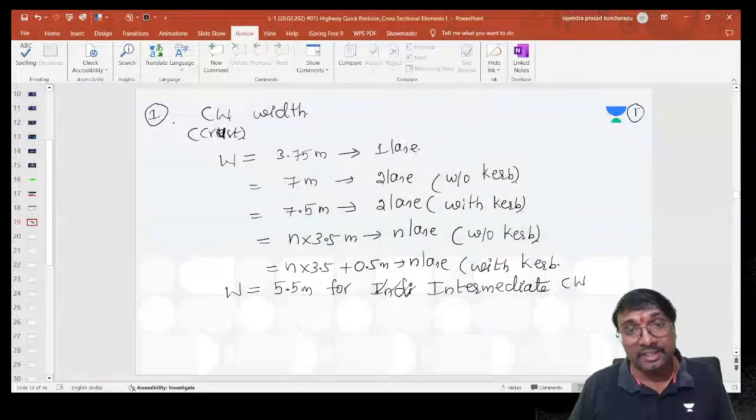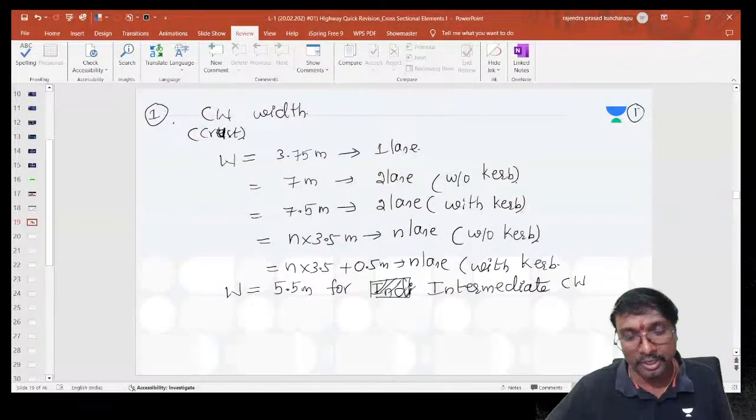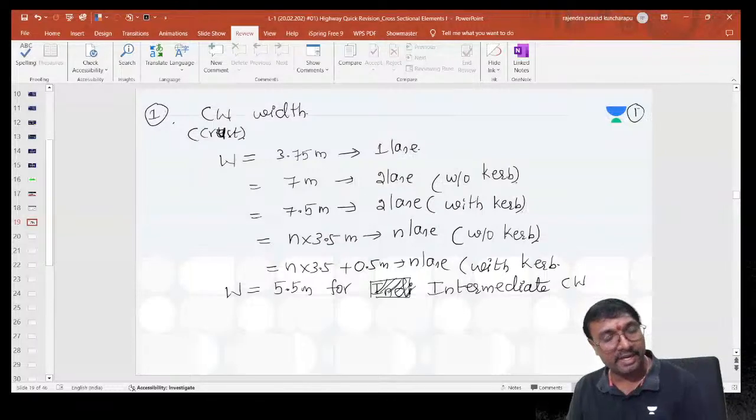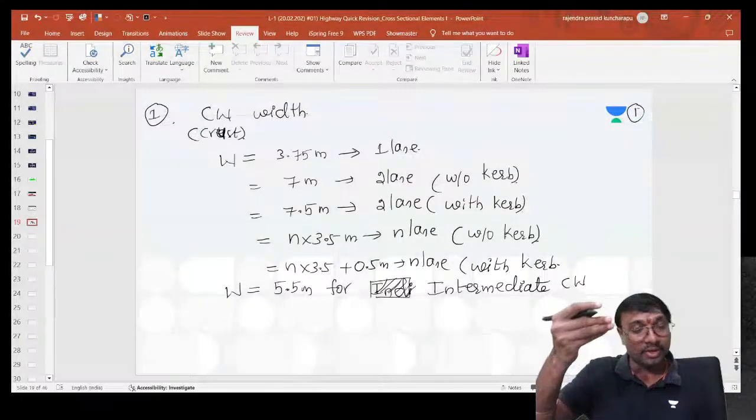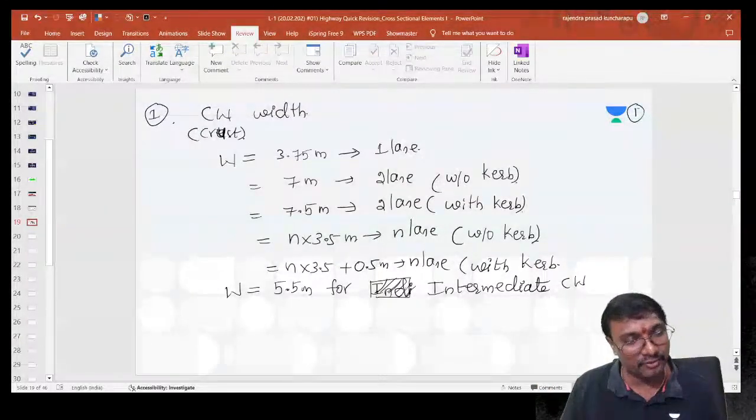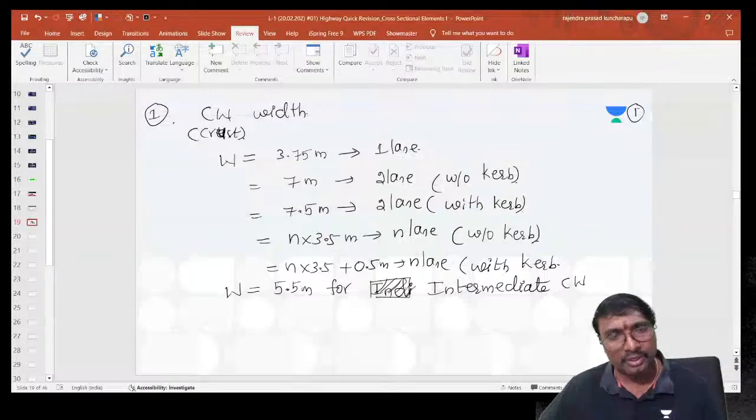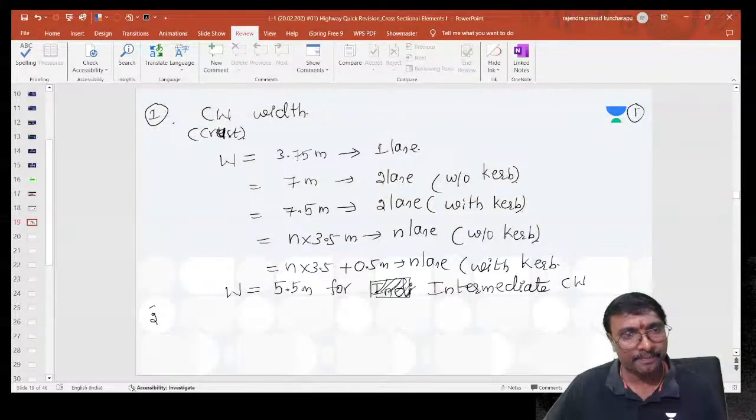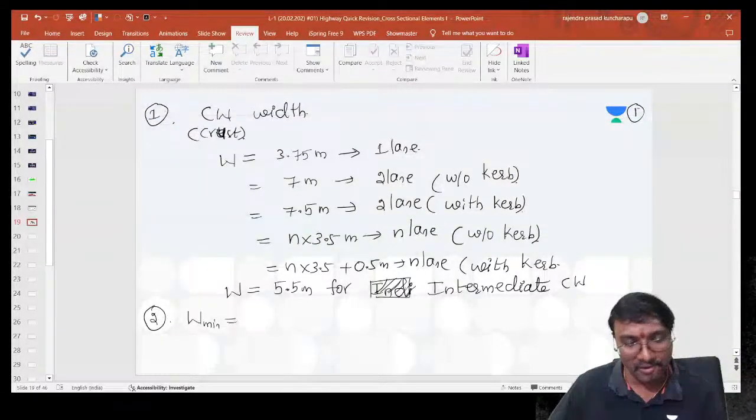Intermediate carriageway means it is more than a single lane and lesser than the double lane. So, intermediate carriageway means more than single lane and lesser than which one? This double lane you are having, right? So here, what do you have to go for? If you observe the minimum width of this carriageway, what is the minimum width we have to go for?